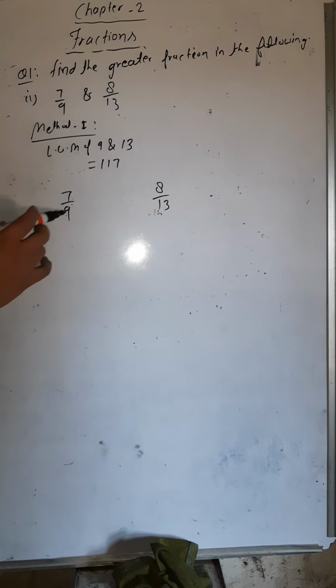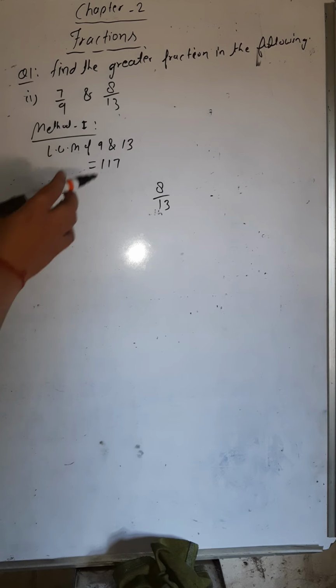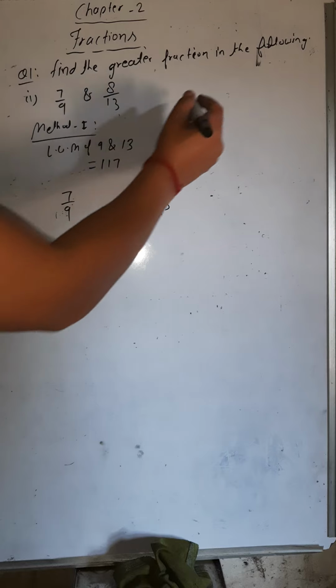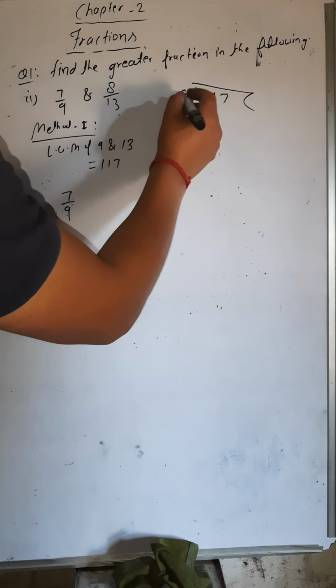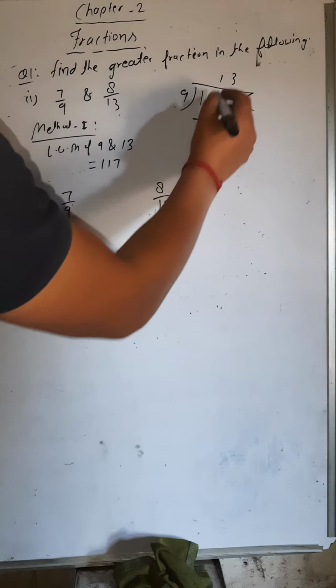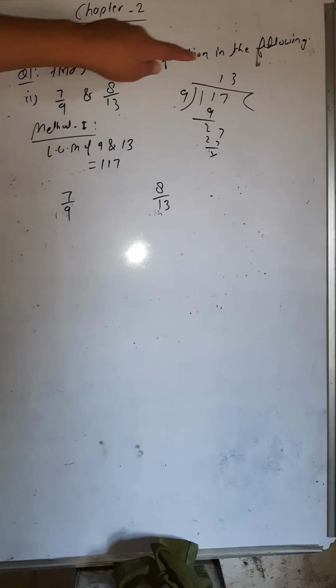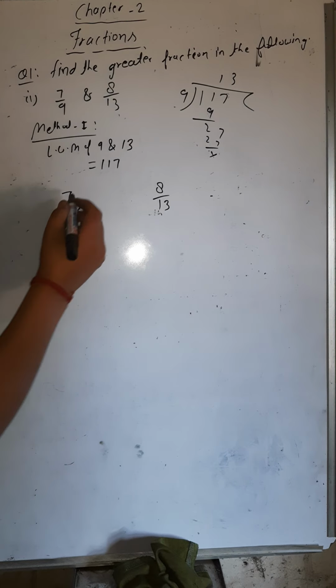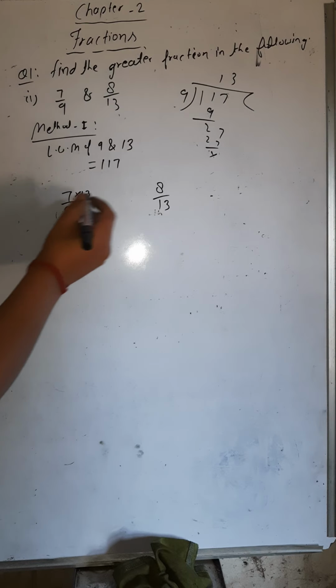To make 9 into 117, I will have to multiply this 9 by how much? Tell me the number by which I would multiply 9 to make it 117. Yes, it's very easy. You will divide this 117 by 9. 117 by 9: 9 ones are 9, 2 7, 9 threes are 27. So how many times is it going? 13 times. So it means you will multiply by 13 in the denominator and also in the numerator.